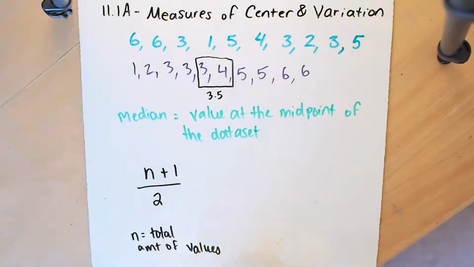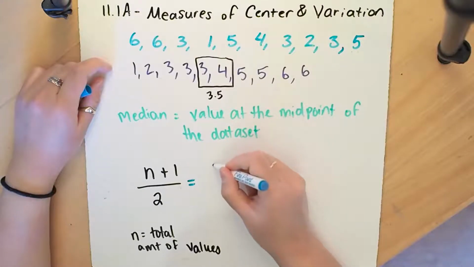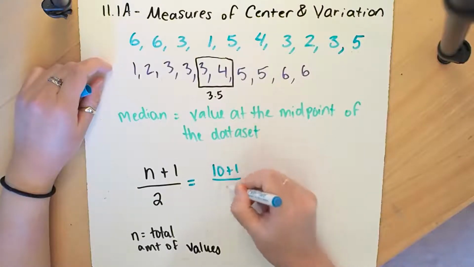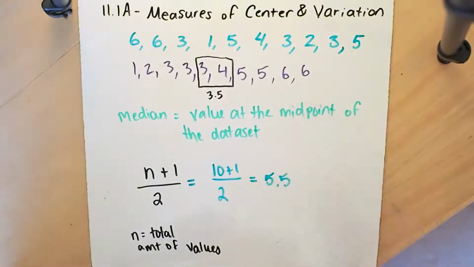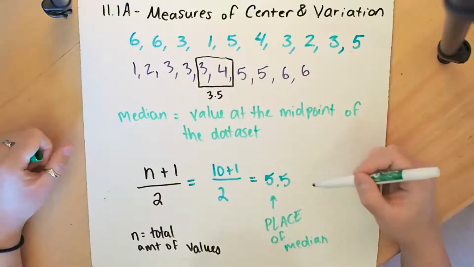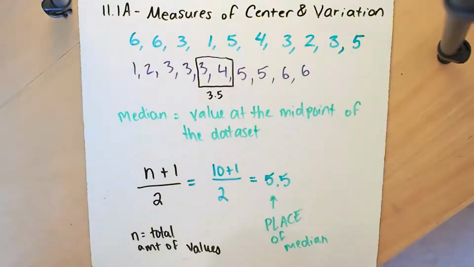If we're going to fill this in with our data set here, our value for n will be 10 because we have 10 values in this data set. So what we would do is plug in 10 plus 1 divided by 2. We would then get 5.5. Now note that this is not saying that the median is 5.5. This is saying the place of the median is 5.5.